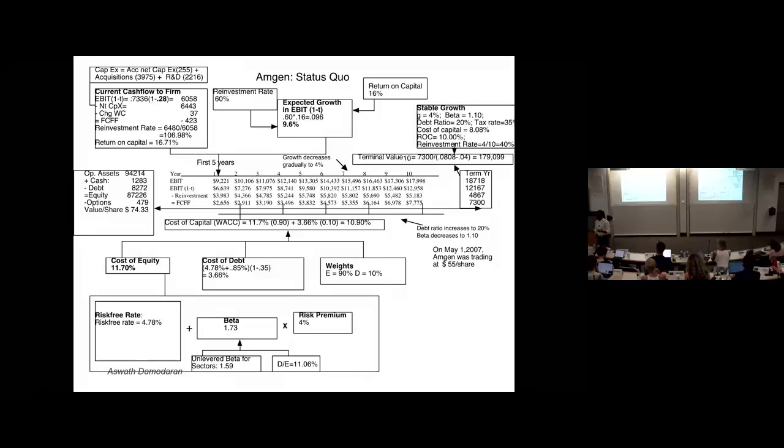Let me ask you a common sense question. If you're worried that 2006 might be an outlier, what's the easiest way to check to see if it's an outlier? Well, look at 2005 and 2004 and 2003, 2002, look at industry averages, and that's exactly what I did.